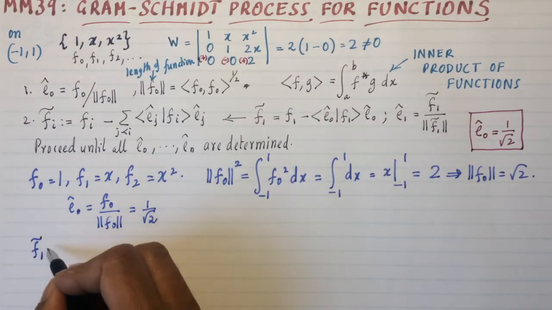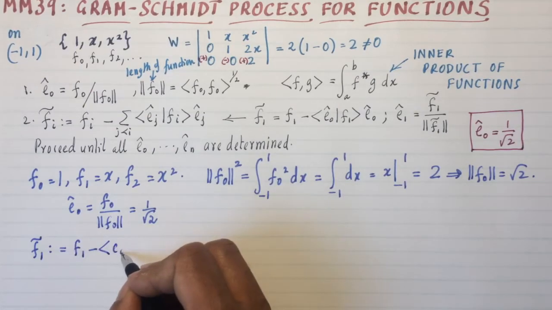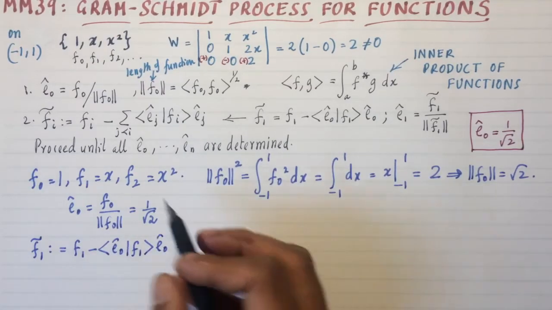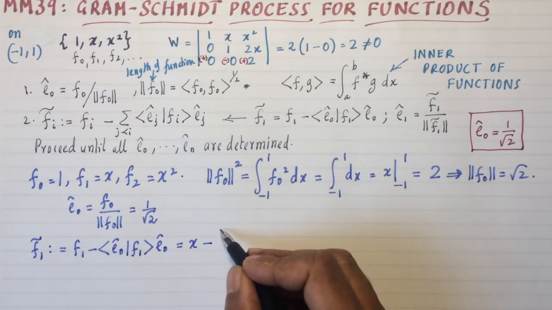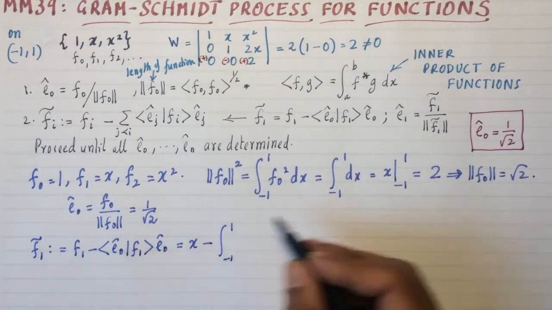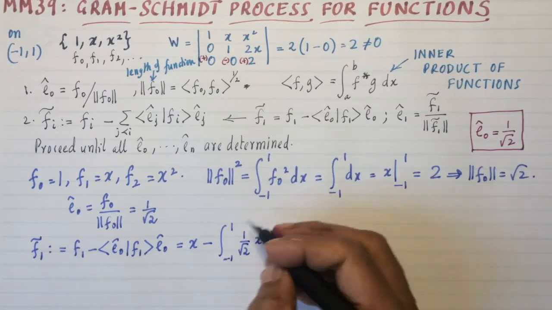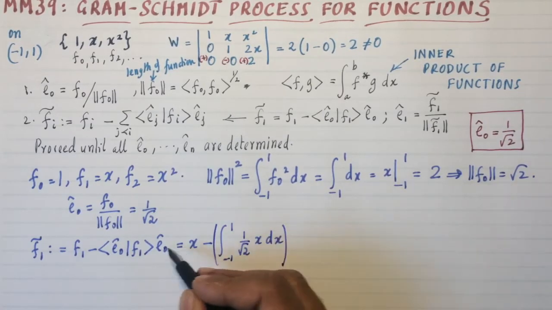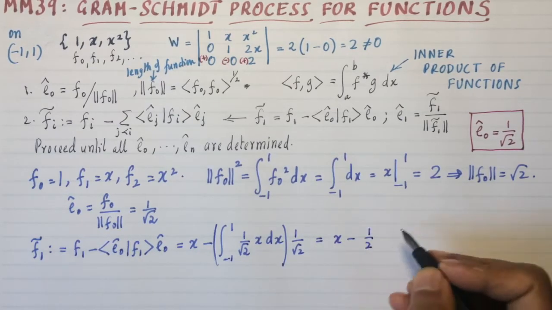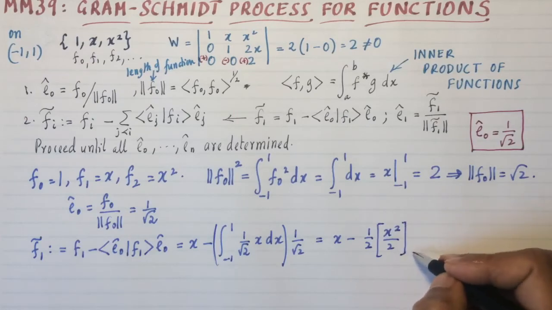So now let's form f1 tilde. f1 tilde by definition is f1 minus the inner product of E0 with f1 times E0. So let's follow the instructions to the letter. f1 is x. The inner product means integral -1 to 1 of E0, which is 1 over √2, times f1, which is x, dx, times E0, which is another 1 over √2. So the 1 over √2's combine to give me half. So I get x minus half, integral x dx, which fortunately is easy, x squared over 2, between -1 and 1.